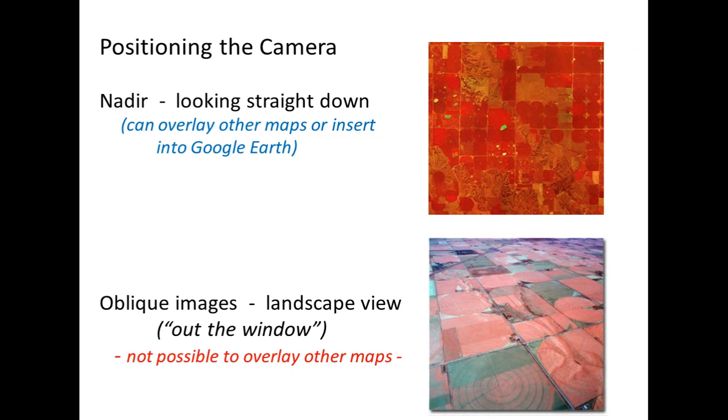Well, what kind of pictures work best for remote sensing? If you want to overlay one map, one image on top of the other, we have to use what they call a nadir image, looking straight down. This will allow you to resize and stretch those images a little bit, called georeferencing. This way you can insert them into something like Google Earth or one of the popular GIS packages.